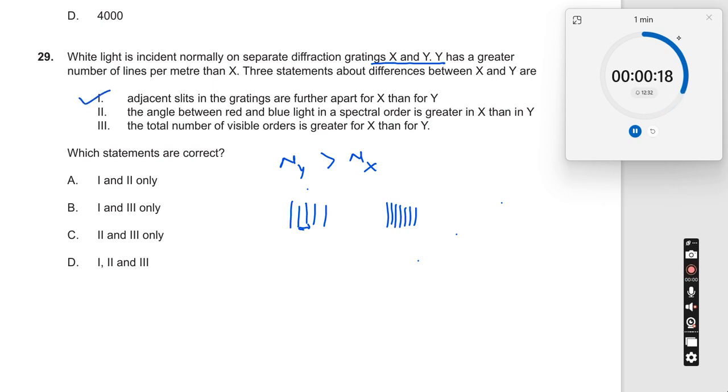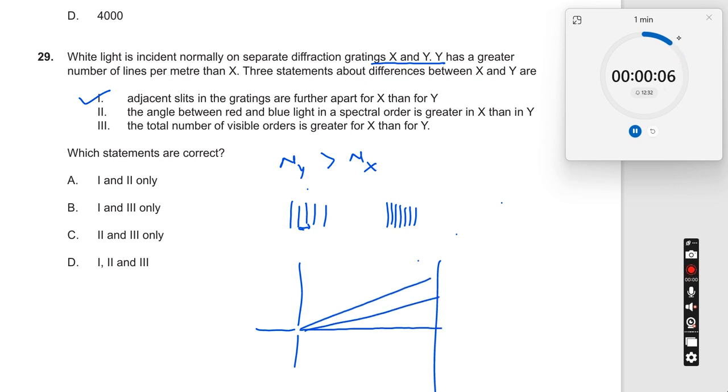The angle between red and blue lights, when light is incident onto a grating, so this is the wall. Then there is a diffraction which is being seen here. It goes like this over here, it goes like this over here. As we know, this will be red and this will be violet over here. So it says the angle between the red and blue light in the spectral order.